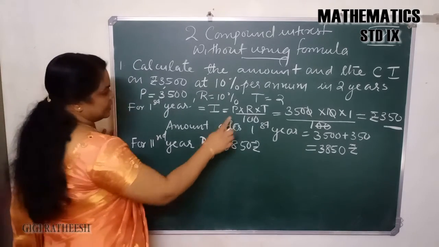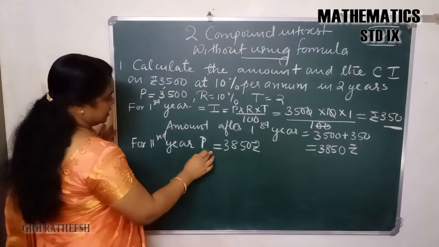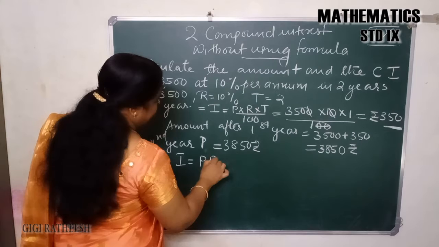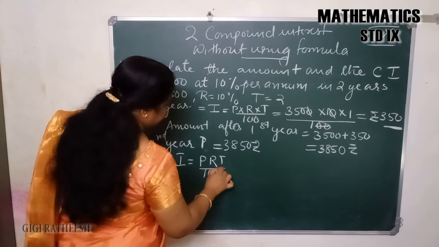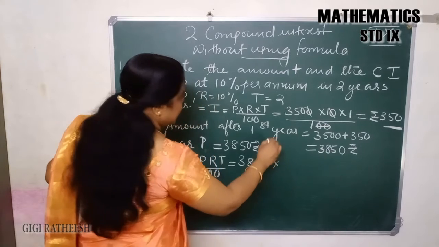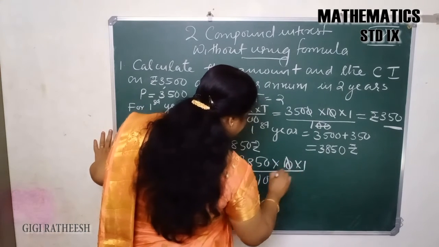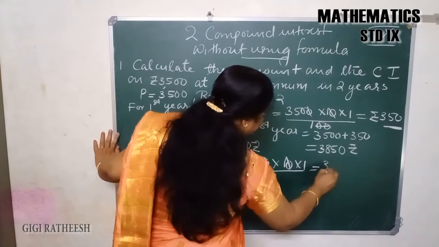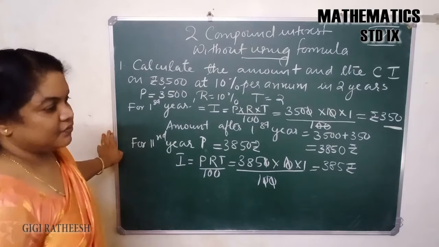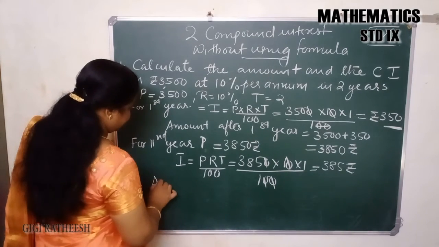3850 rupees. P, the rate of interest is same, and T is 1 year for the second year. What is I? I is equal to PRT by 100, that is equal to 3850 into R is 10 into 1 by 100. Cancelling these two zeros, we get 385 rupees.